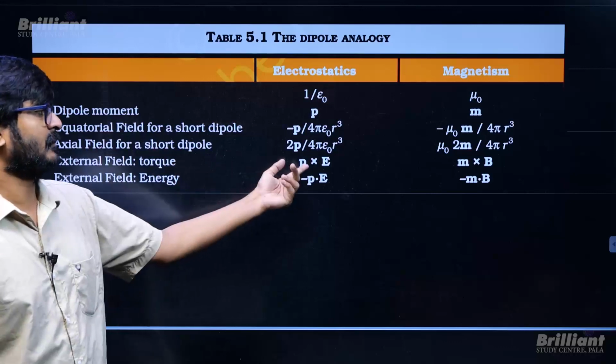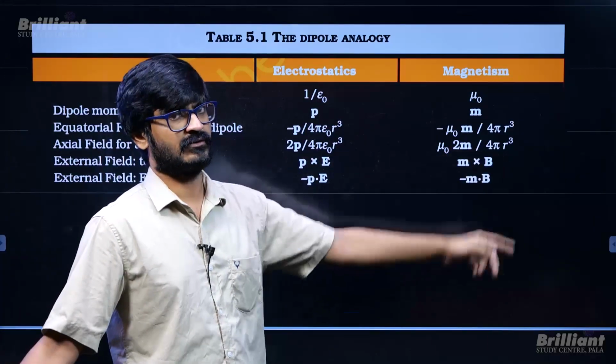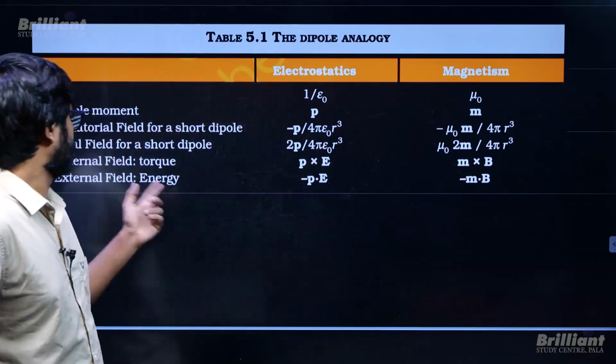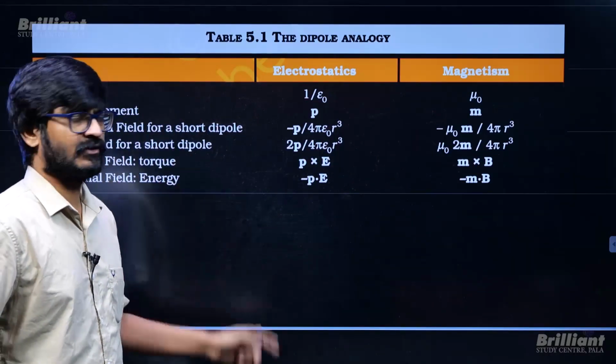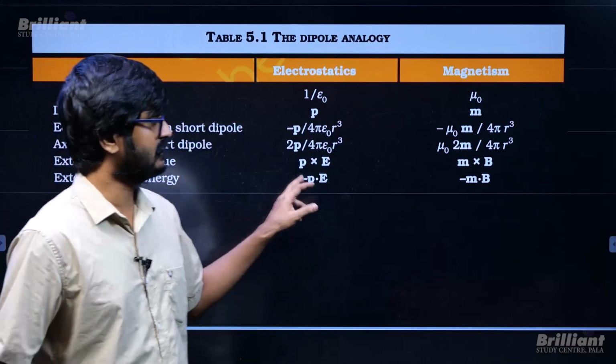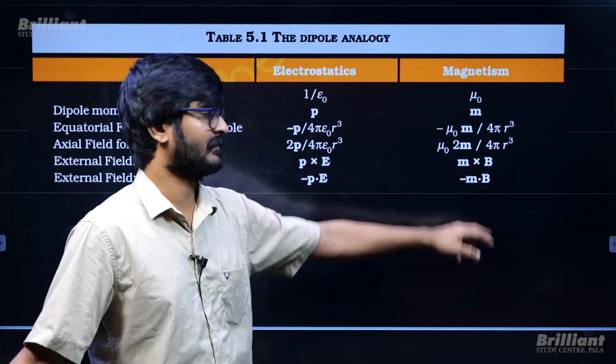So torque is p bar cross e bar. In this chapter it will turn out to be m bar cross b bar. So the electric field is equivalent to the magnetic field. Now energy, though we don't exactly call it potential energy, still we can go with it if we want to calculate work done and so on. You can manage with minus p bar dot e bar, which becomes minus m bar dot b bar.